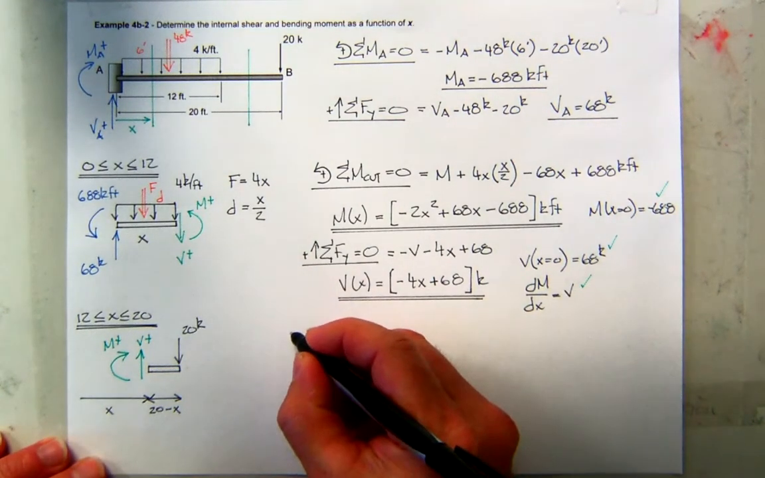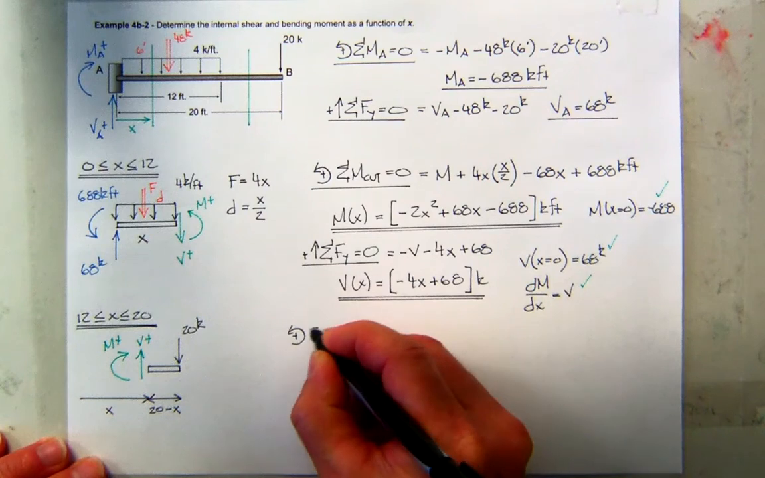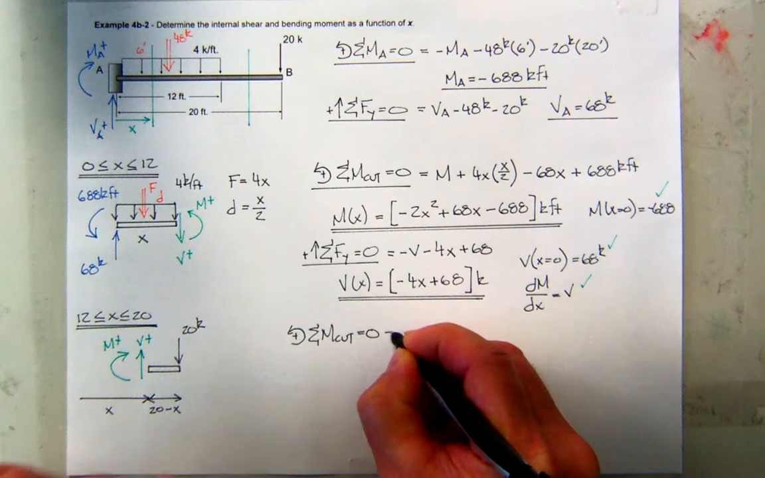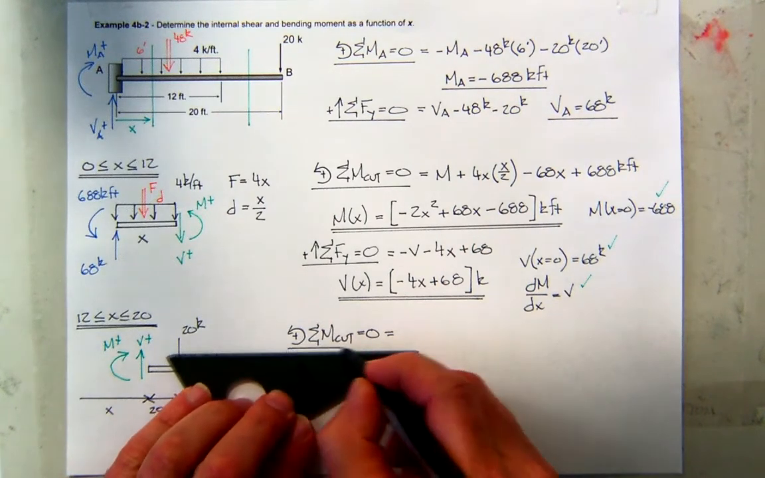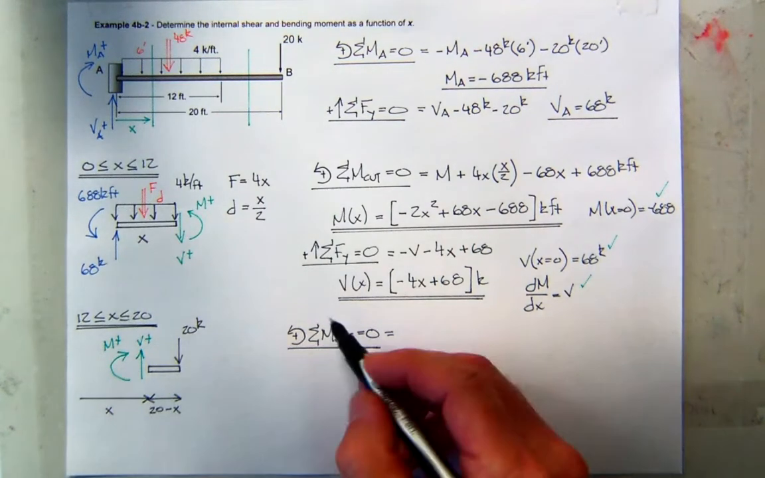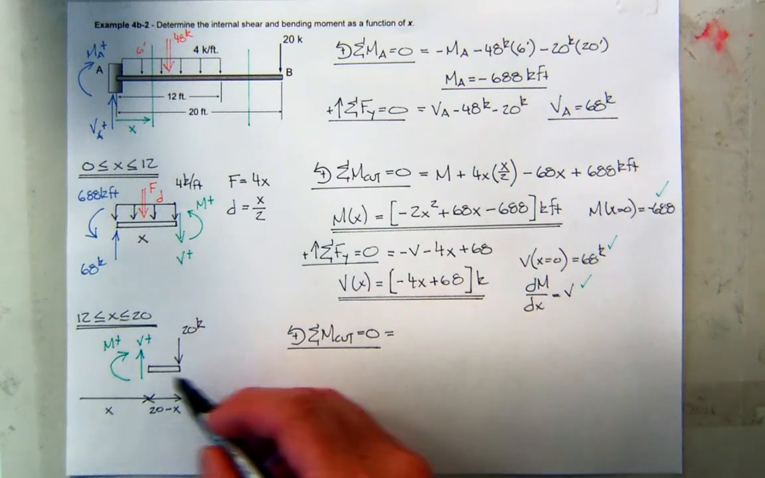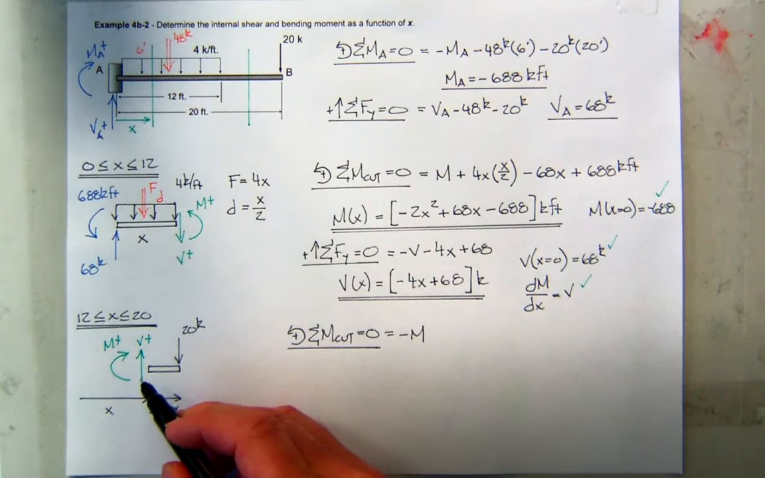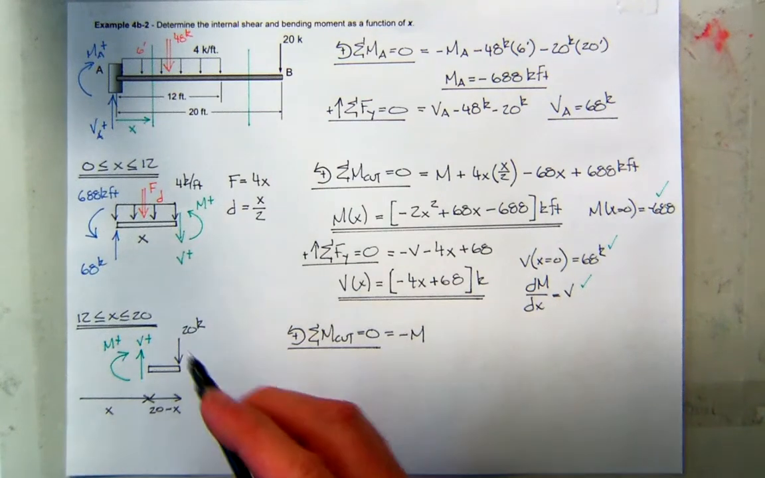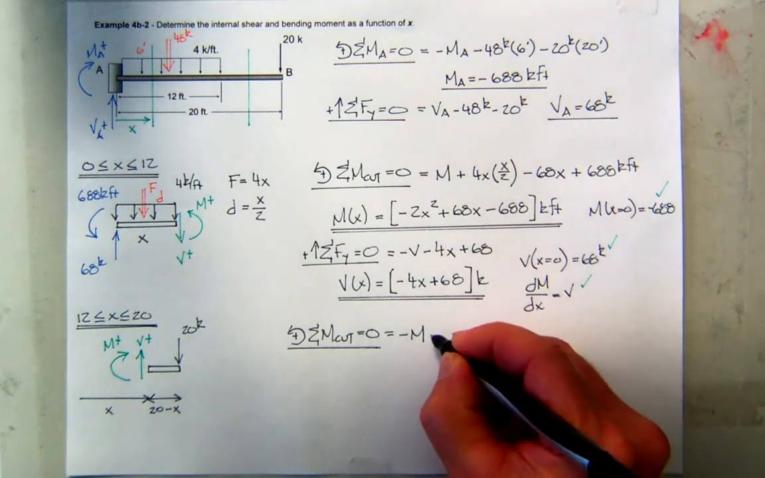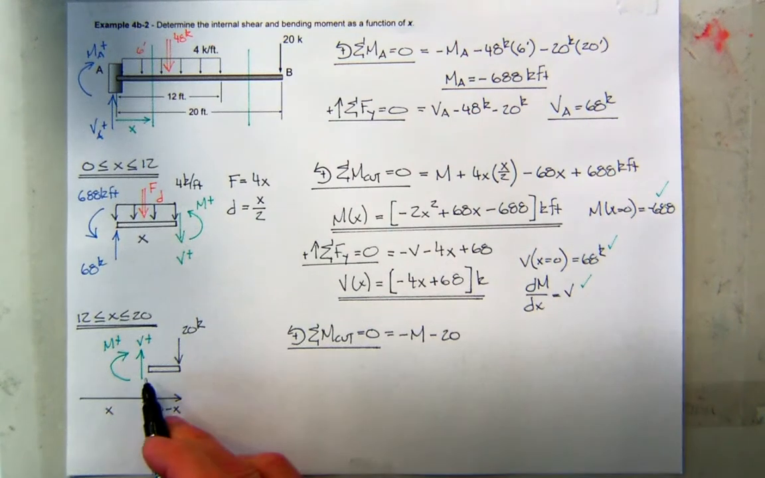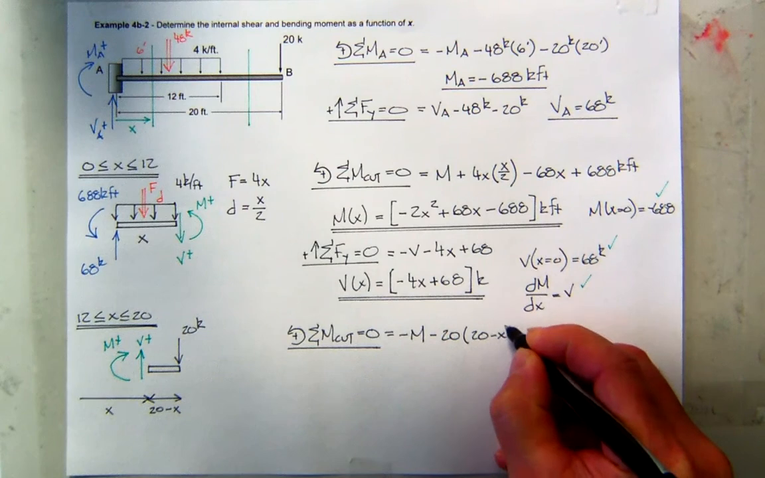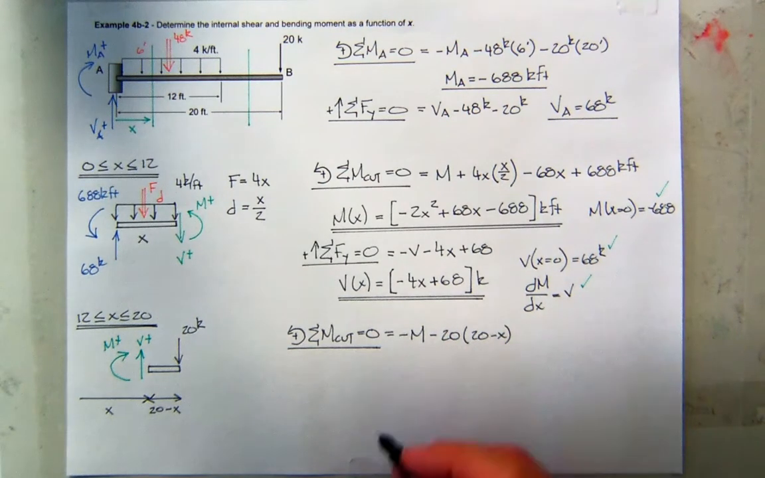So just like before, I'll start by summing moments at the cut. Let's see what I've got here. I've got this internal moment. I'm using right-hand rule for my sign convention for my statics, and that's opposite that. So that'll be a negative moment. And about the cut, this 20 kip force also creates negative moment. So that'll be minus 20. And what's the distance from the cut to 20? 20 minus x.